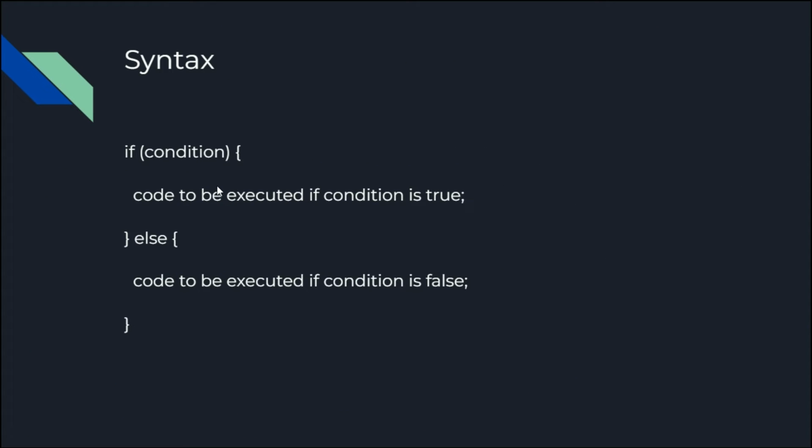This is the syntax of if-else statement. In first line we have if and a condition. In second line there will be a code which will be executed if the condition in first line is true. In fourth line there will be a code which will be executed if condition in first line is false.